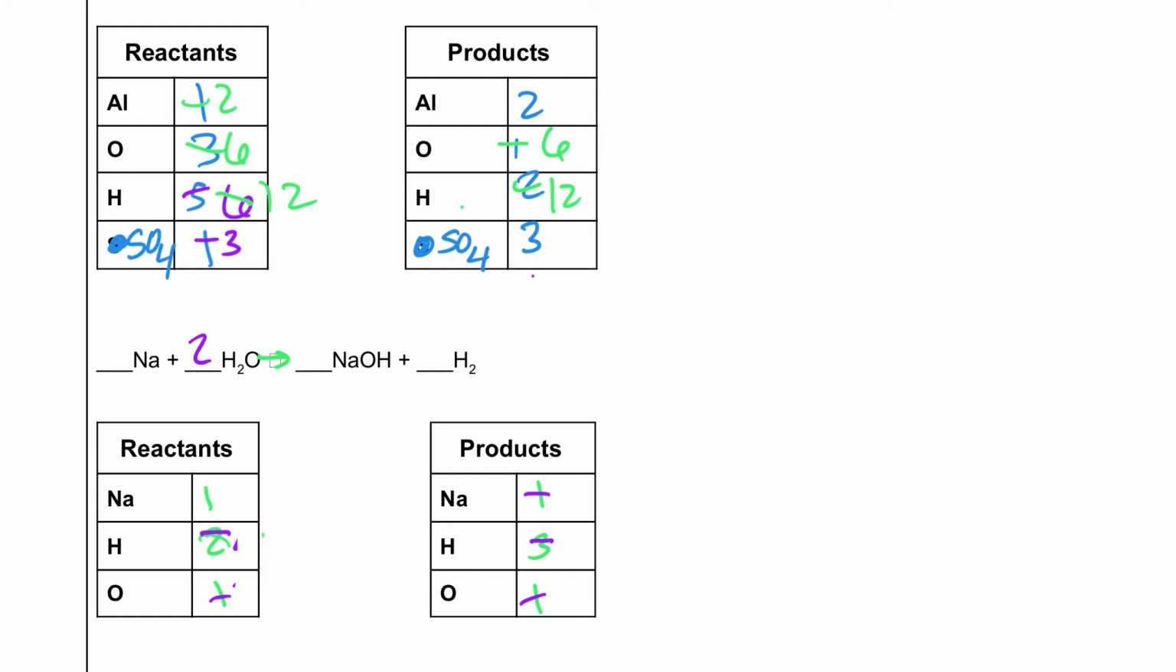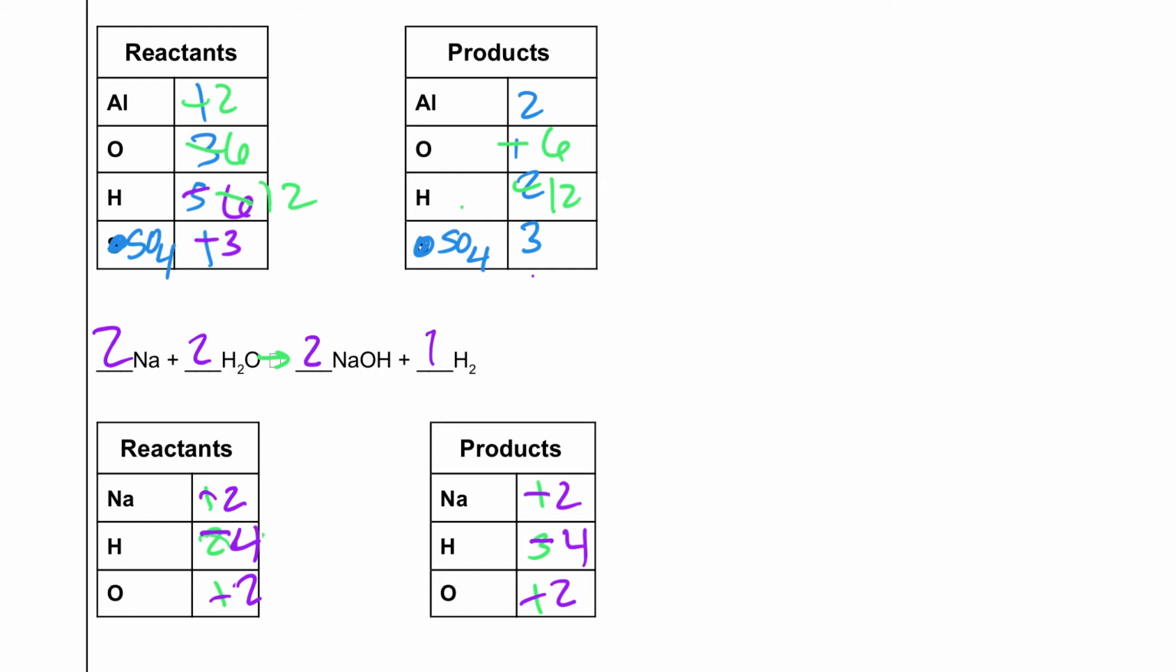And in doing so, I have 4 total hydrogens and 2 total oxygens. On the product side now, I need to balance my oxygens and my hydrogens. So my oxygens, I need to put a 2 here, and I'm left with 2 oxygens. I am left with 4 total hydrogens and 2 sodiums. So I put a 2 in front of here, and now it's balanced.